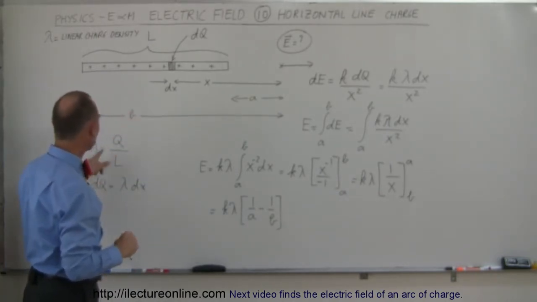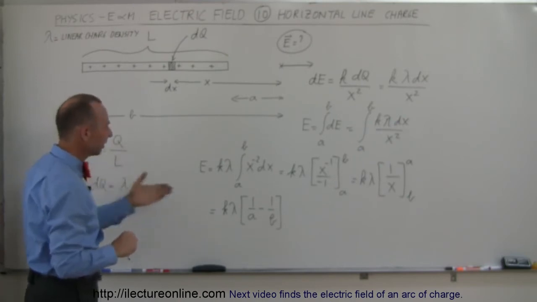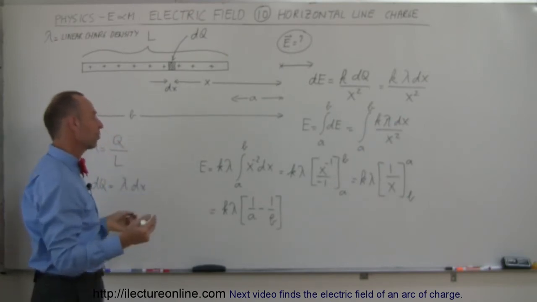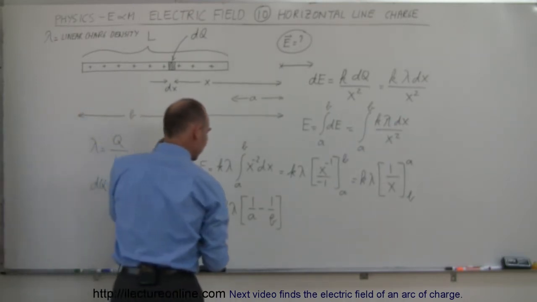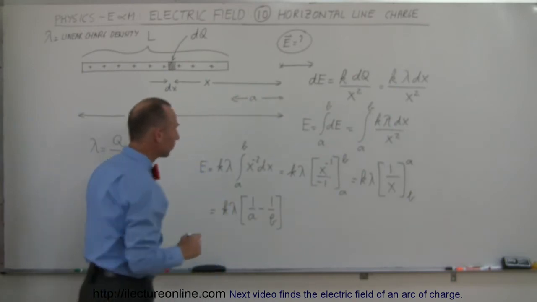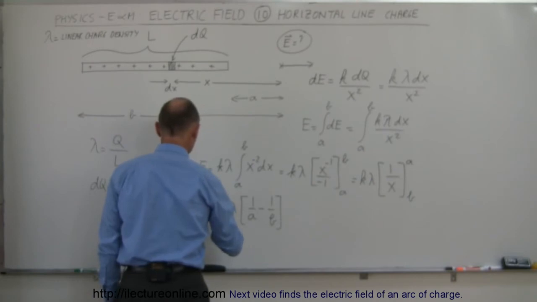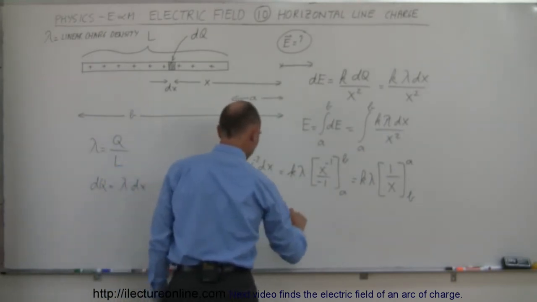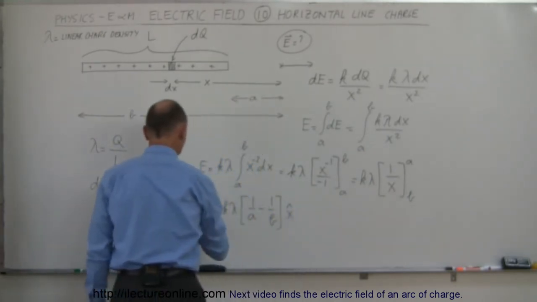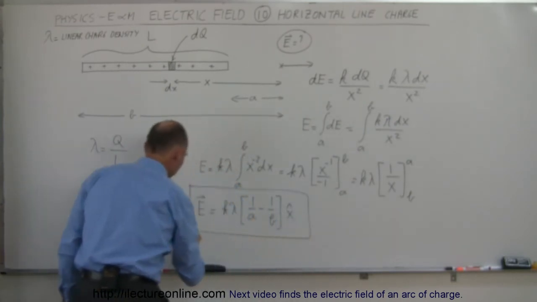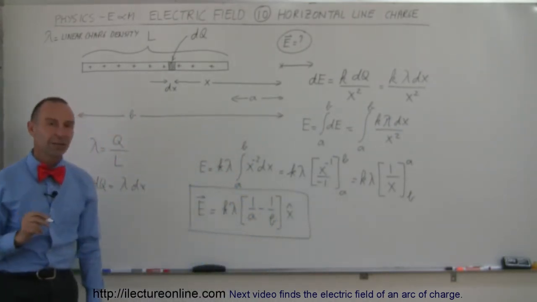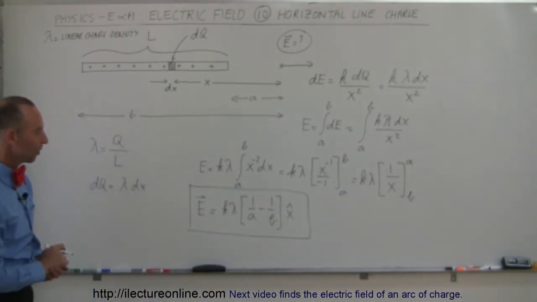Now we could put q over L for lambda, or we could just leave it as it is. And well, this is interesting, there are no variables left in there. So that means the electric field, if we want to make it into a vector, is equal to this quantity in the positive x direction. And there you go. That's how we find the electric field due to a horizontal line segment.